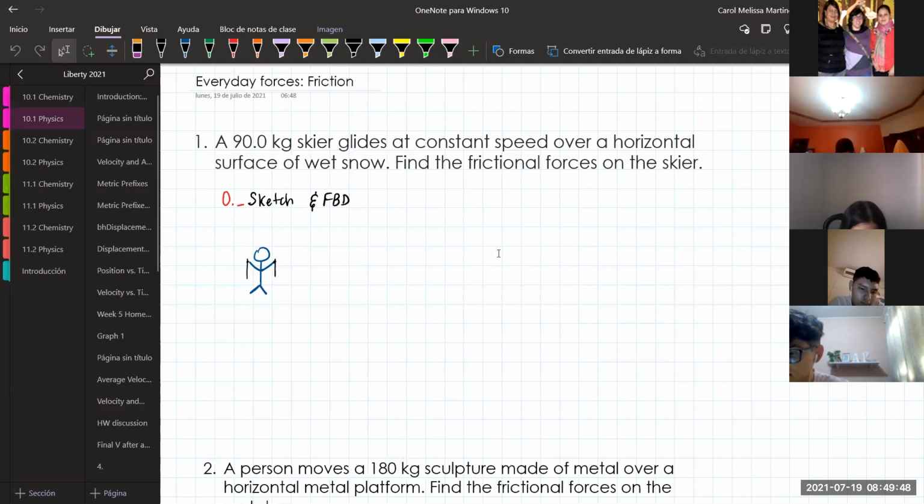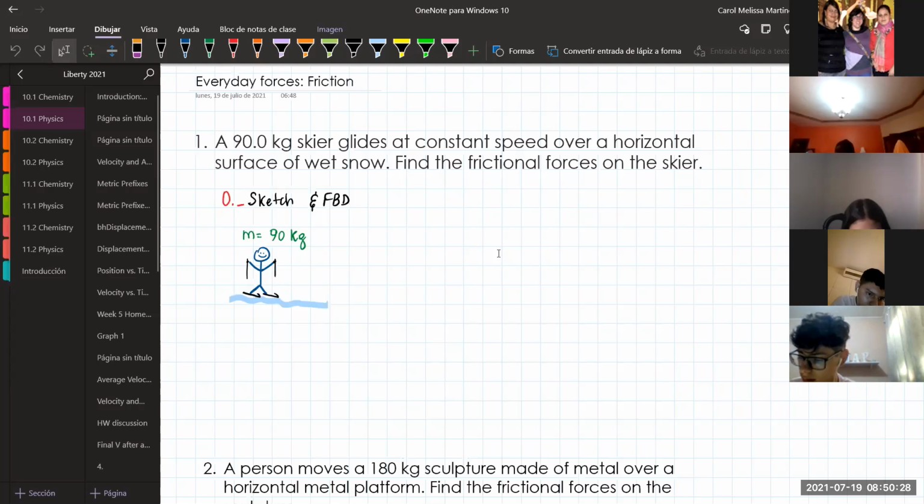And he is skiing, okay? He's skiing, so he has his own skis, and of course, he will look happy or scary. It depends, okay? But what does it say about? It says that his mass is equal to 90 kilograms. And it also says that it glides at a constant speed. That means that it's moving, okay, over a horizontal surface of wet snow.